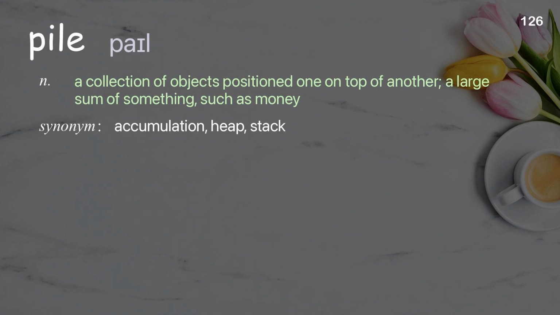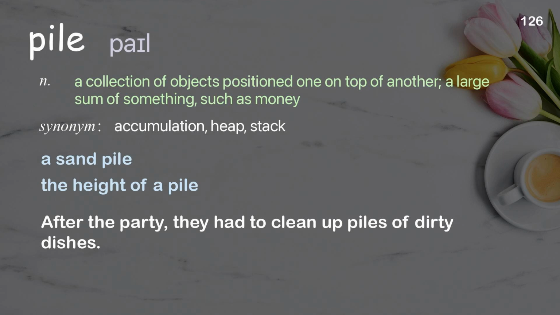Pile. A collection of objects positioned one on top of another, a large sum of something, such as money. Examples: a sand pile, the height of a pile. After the party, they had to clean up piles of dirty dishes.